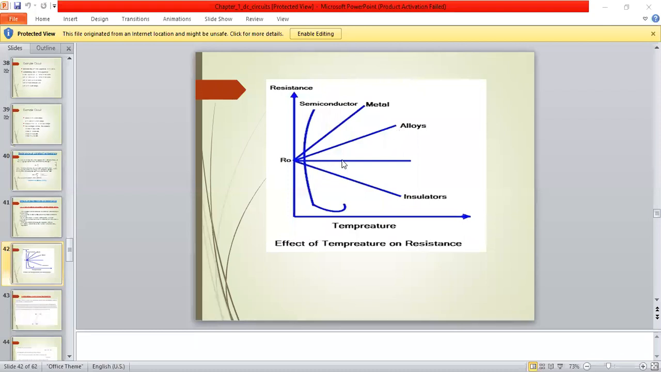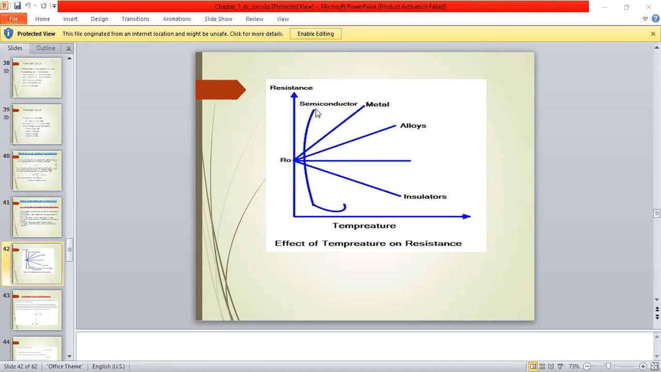Okay, this R naught, this line is the baseline, but the increase in alloys is less as compared to the increase in metals. Metals में sharp increase हो रहा है और alloys में थोड़ा कम increase हो रहा है. Okay. Now, for semiconductors, the resistance decreases with increase in temperature. कुछ इस तरह की curve आती है for the semiconductor devices like silicon, germanium. Okay. For insulators, it's again resistance decreases with increase in temperature.